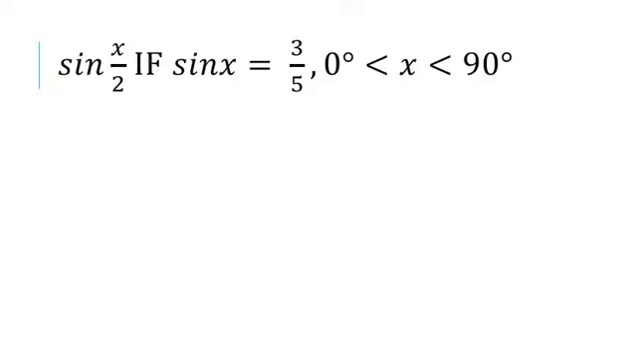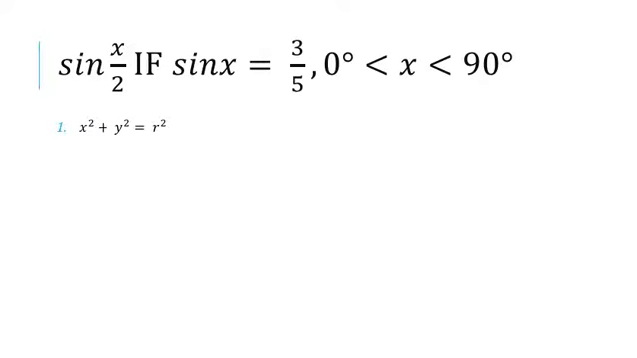The example that we'll be using today is to find the sine of x over 2 if sine of x is equal to 3 over 5. The angles denote which quadrant our answer will be in. Thus, we are in the first quadrant and all values are positive.